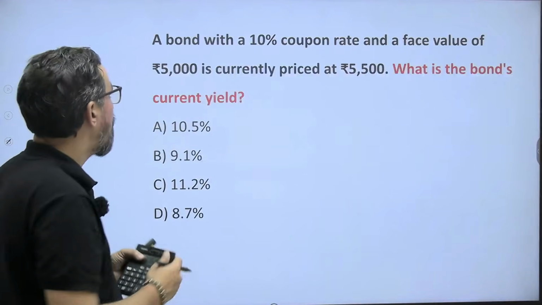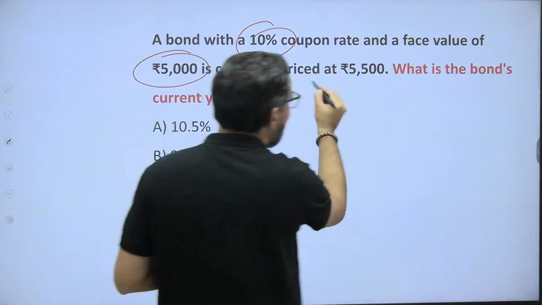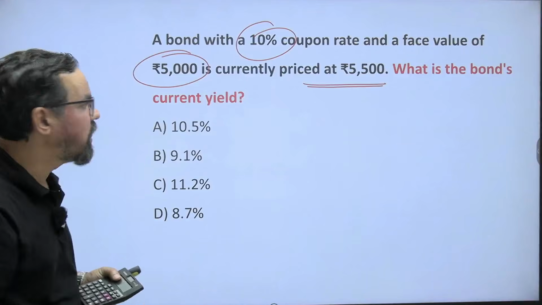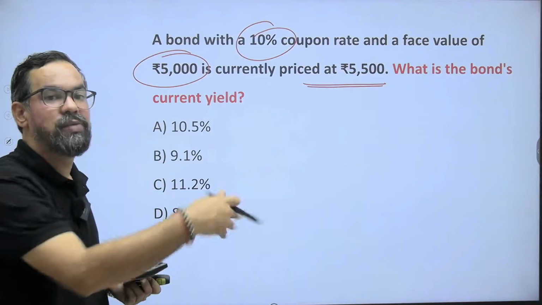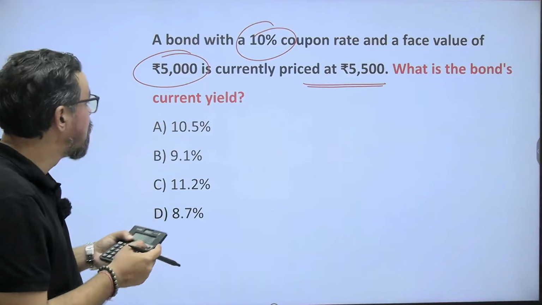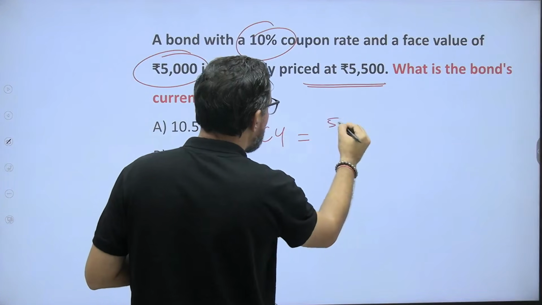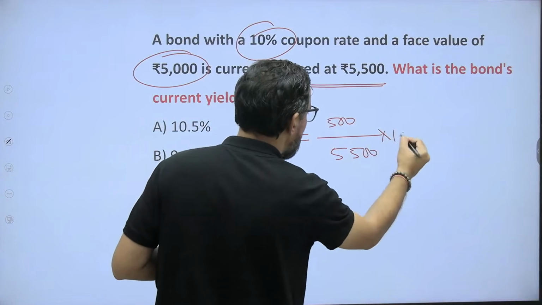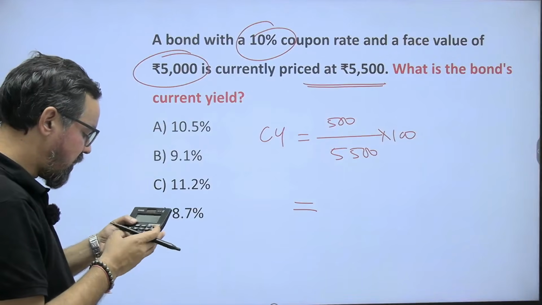The next one: a bond with 10% annual coupon, face value of 5000, currently trading at 5500, at a premium. You have to calculate the current yield, and it will be less than 10%. Why am I repeating this? Because it is part of the theorems, and when you go through the list of theorems, you will easily be able to remember this. So current yield is equal to 10% of 5000, which is 500, divided by 5500 into 100. So what will be your correct answer? 500 divided by 5500 into 100.